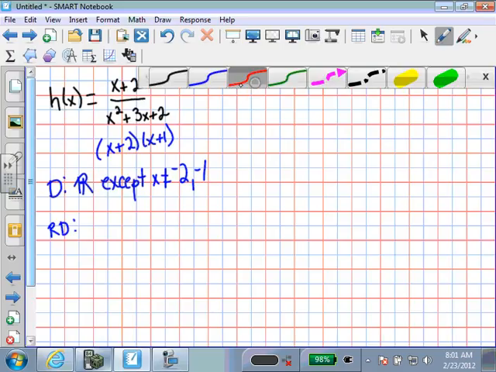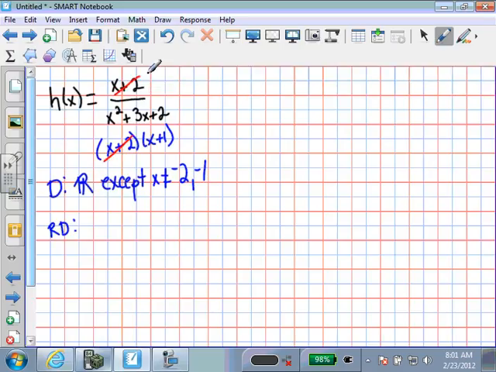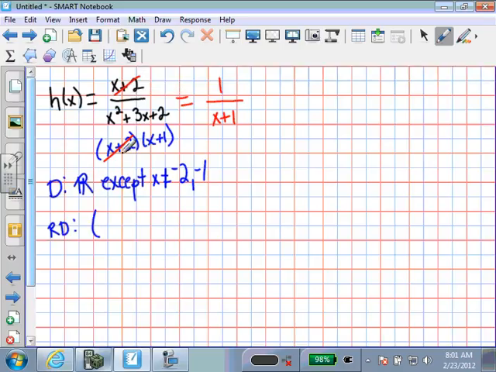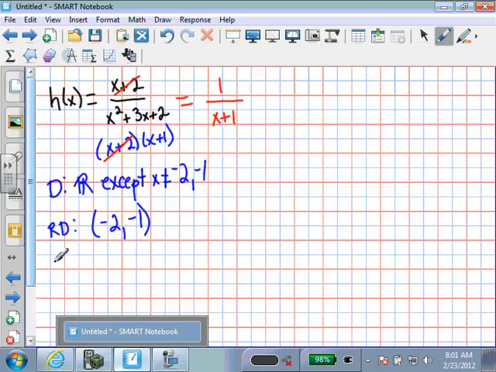Let me cancel those in red. So my simplified form is 1 over x plus 1. Then my removable discontinuity, the one that I canceled, was the one that went with negative 2. So I plug that into my simplified version, and I get 1 over negative 2 plus 1, so 1 over negative 1, so negative 1. There's going to be a little hole in the graph at negative 2, negative 1.